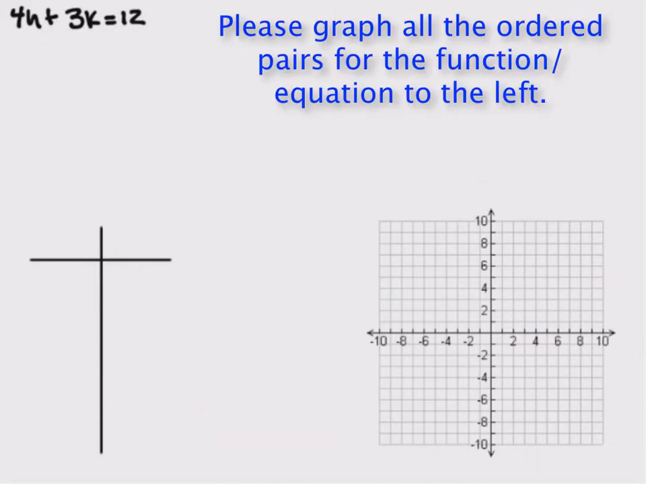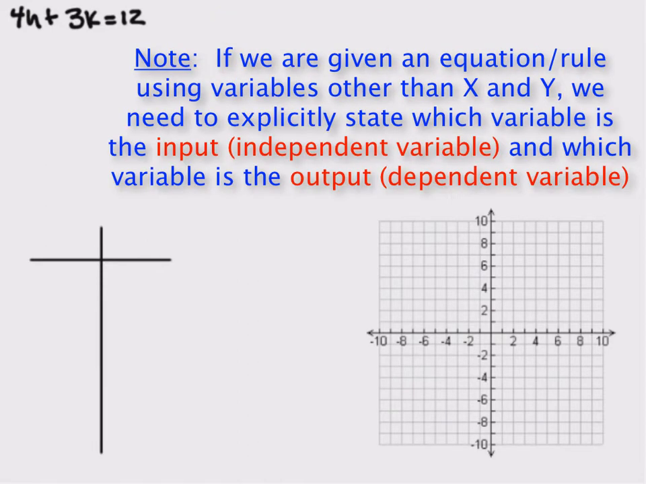All right, here's a trickier example. Now we're asked to graph all the ordered pairs for 4h plus 3k equals 12. The first thing we have to do, since we are not using x and y, is this: if we're ever given an equation or rule using variables other than x and y, we need to explicitly state which variable is the input or the independent variable and which variable is the output or the dependent variable. Let's just let k be the input or independent variable in this case, and h be the output, or the dependent variable.